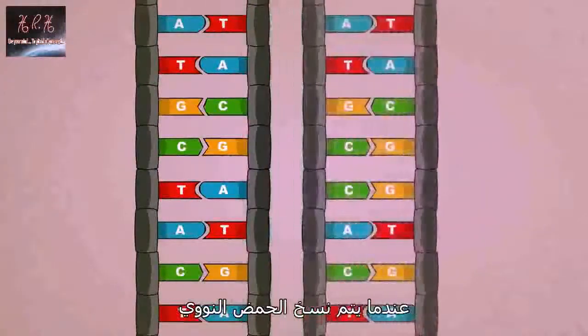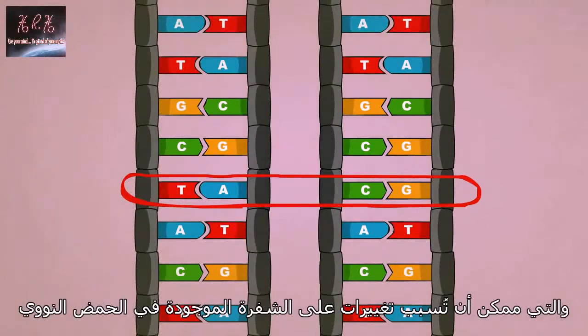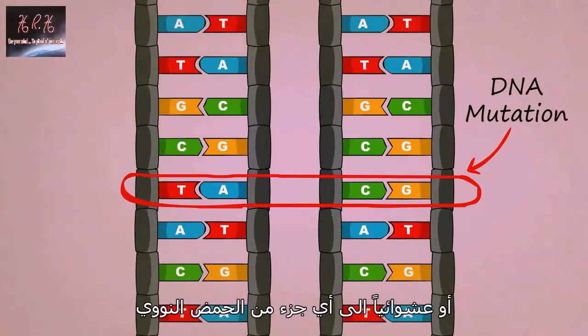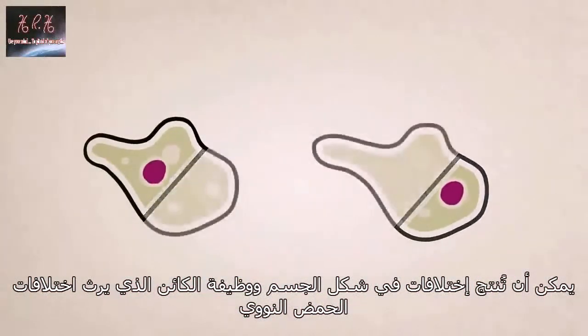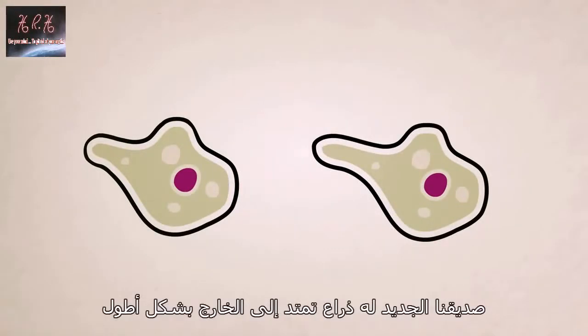When DNA is being copied, errors can occur which modify the DNA code. This is what we call a DNA mutation. These mutations, which happen completely on accident and randomly to any part of a DNA strand, can produce variation in the body shape and function of the creature who inherits the modified DNA. In this case, our new little friend has an arm that stretches extra long.